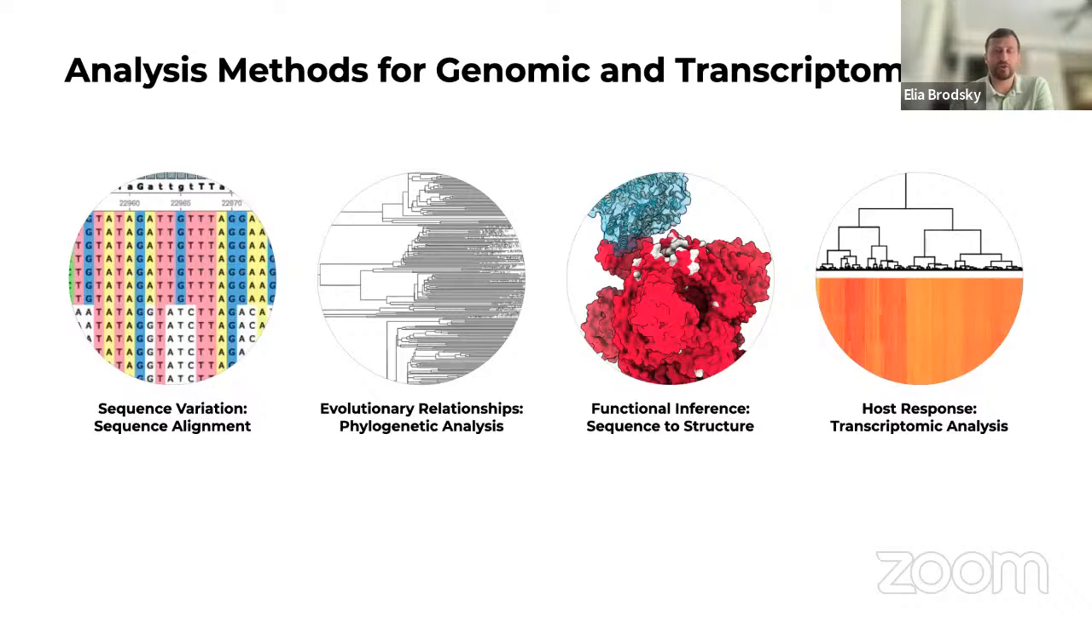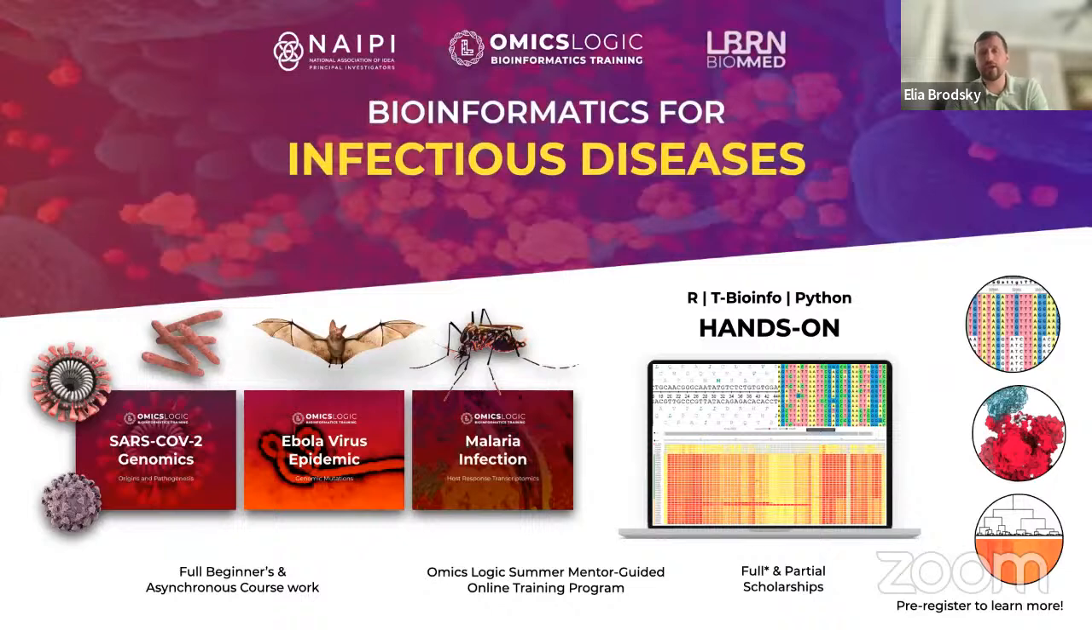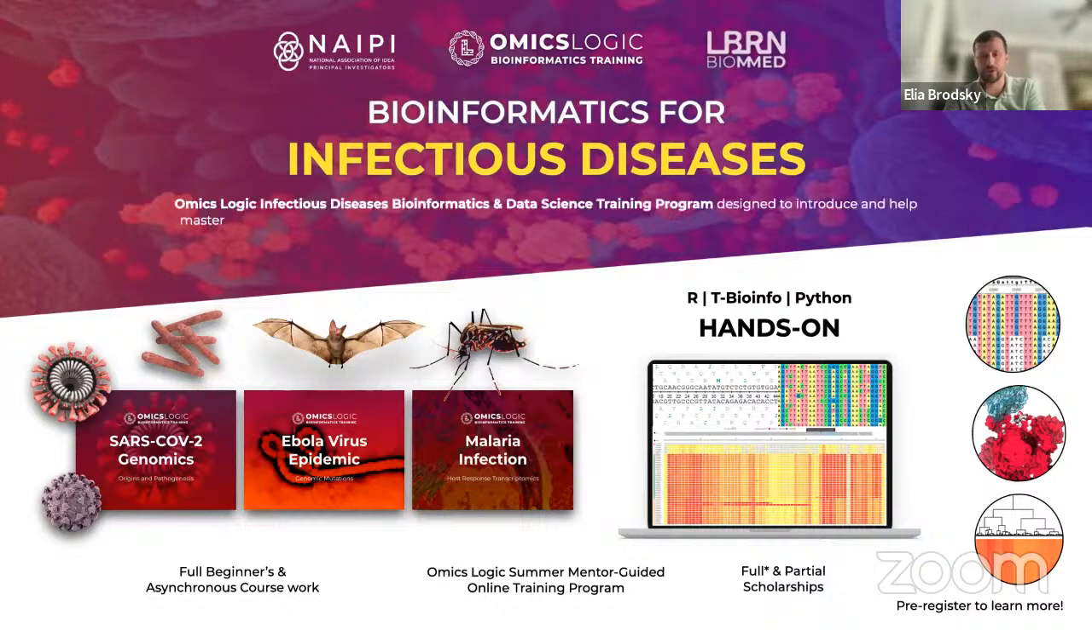So again, I talked a little bit about the different types of methods that we will cover, and importantly, it will come with several different project examples that you can try: SARS-CoV-2 genomics, of course, Ebola virus epidemic, as well as malaria infection. And again, this will be primarily around genomic and transcriptomic data.